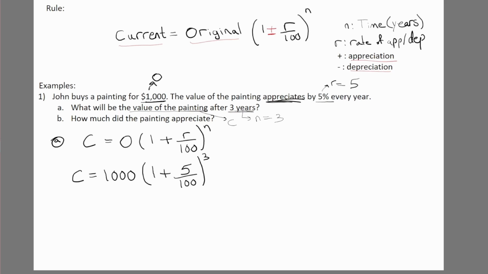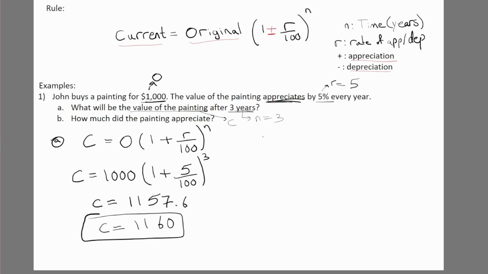Now you can just go ahead and plug those numbers into your calculator, and you should get that the current value of the painting is 1,157.6. Now, we're going to round this to 3 significant figures, so 1,160. This is the answer to A to 3 significant figures. Always remember, you always round your answers to 3 significant figures, unless stated otherwise.